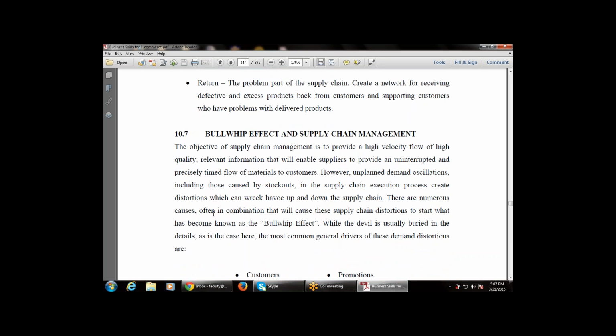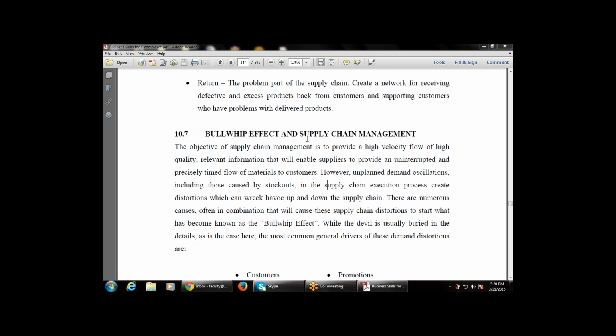Now next is the bullwhip effect and supply chain management. That is, what is the effect of the bullwhip with the use of supply chain management. That is the next topic. So first of all, let's take a break, then move to this topic, the bullwhip effect and its relation to supply chain management. So let's take a break right now.